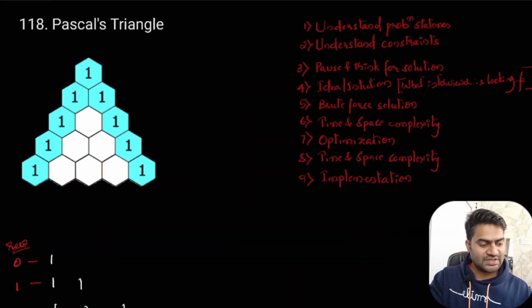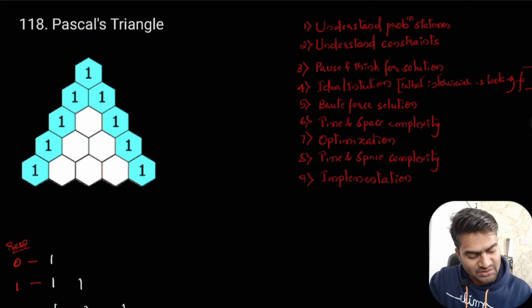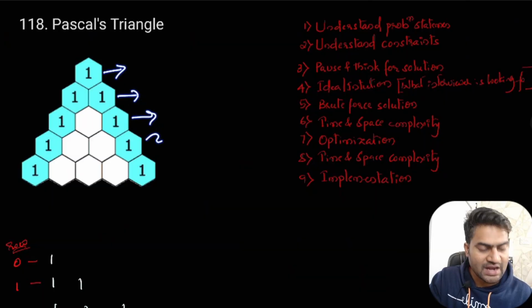Normally they will give the number of rows, and we will have to generate that many rows which satisfy the Pascal's triangle rules. There are basically a few rules. If you see this particular triangle, at the initial and at the end, there are ones. This is our first row, this is our second row, third row, and so on.